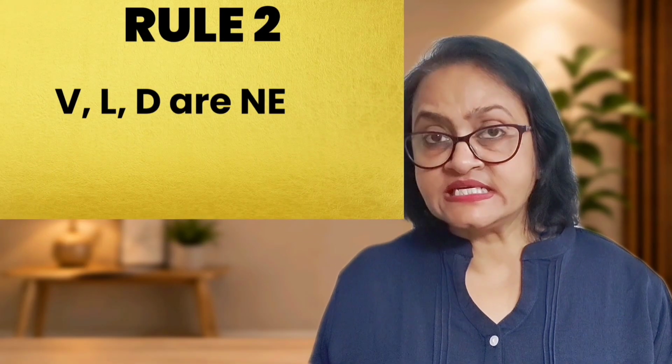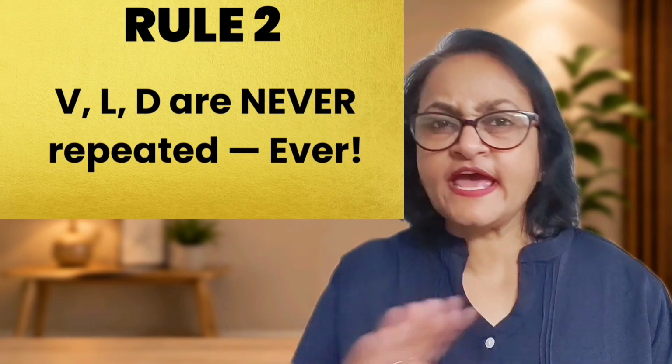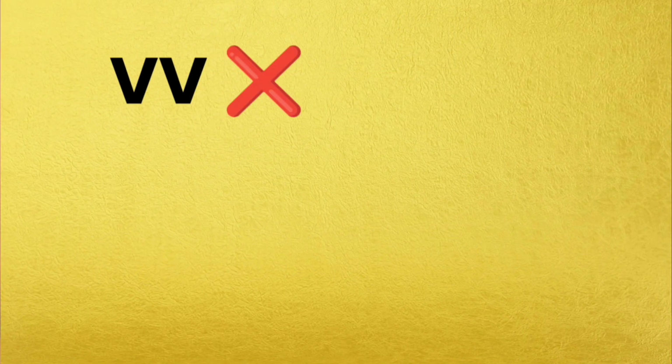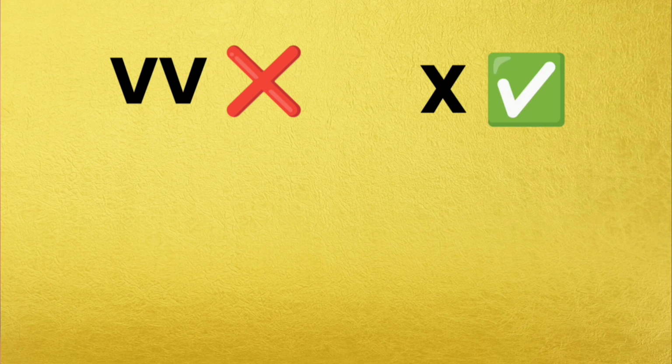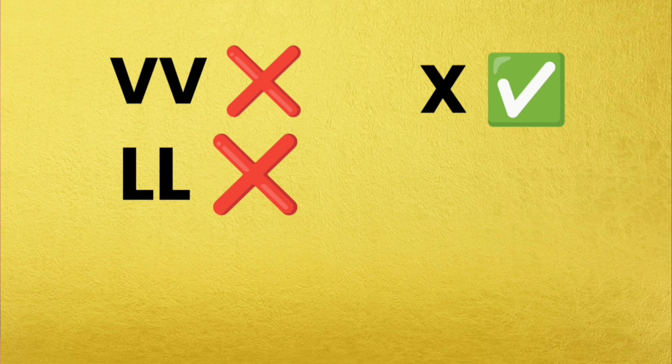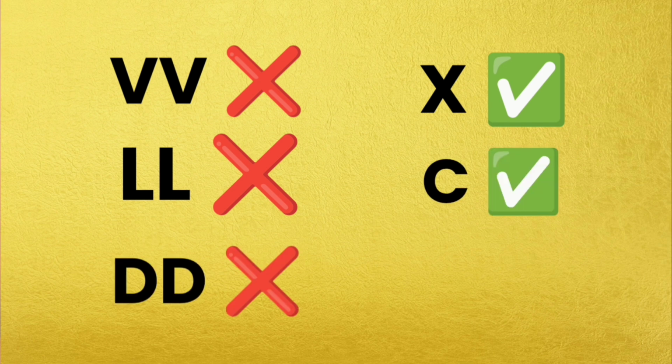Rule 2. V, L, D are never repeated. Ever. VV is incorrect. Write X instead. LL is incorrect. Write C instead. DD is incorrect. Write M instead.